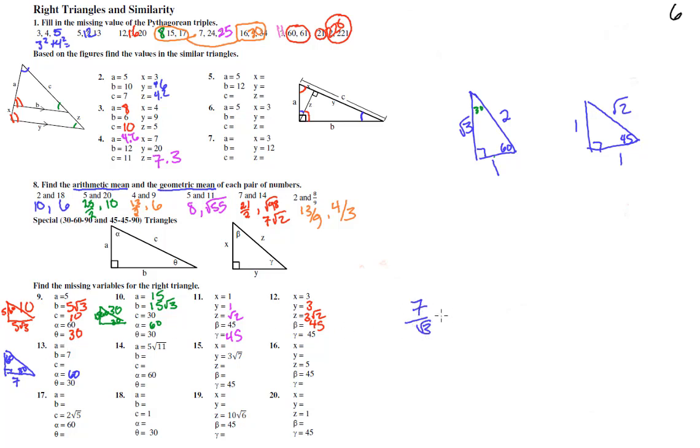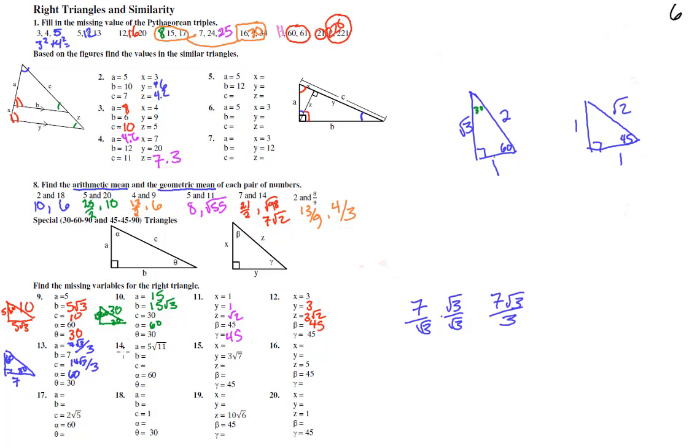We don't leave square roots on the bottom. We got to times by the square root of 3 on the top and the bottom, not changing the number but making it look different. So we've got 7 square roots of 3 over 3. All right, that's what a is, 7 square roots of 3 over 3. And c is exactly double a, so that's 14 square roots of 3 over 3.